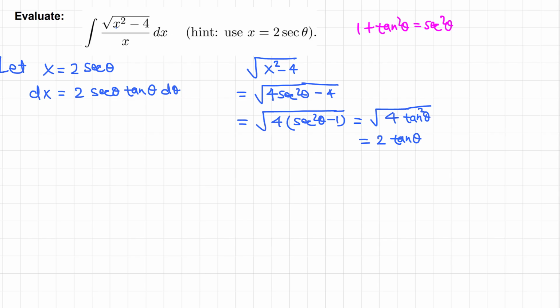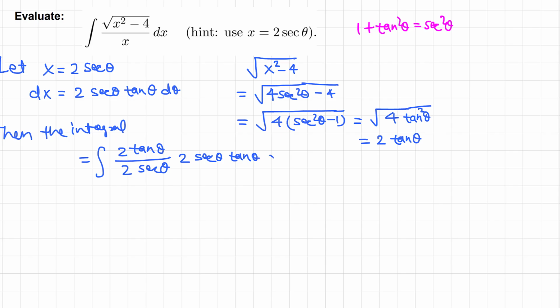So then this integral now becomes the integral. On the top, square root of x squared minus 4, we worked out as 2 tangent theta. On the bottom, x, which we assumed is 2 secant theta, times dx, and dx is found here, 2 secant theta tangent theta d theta.